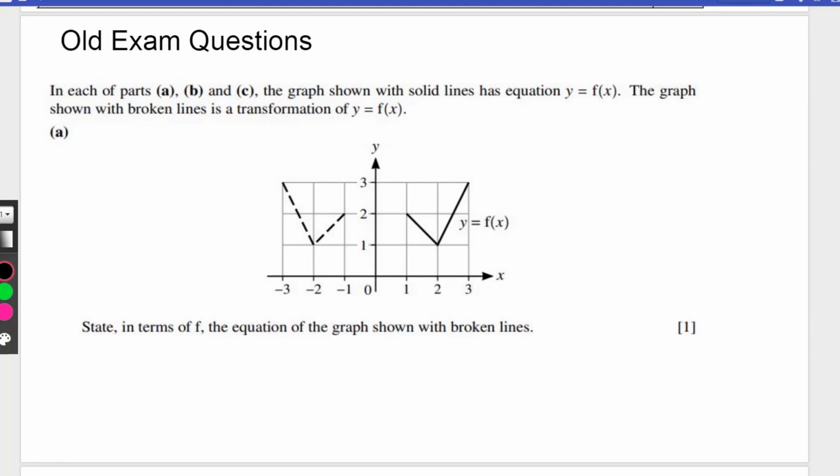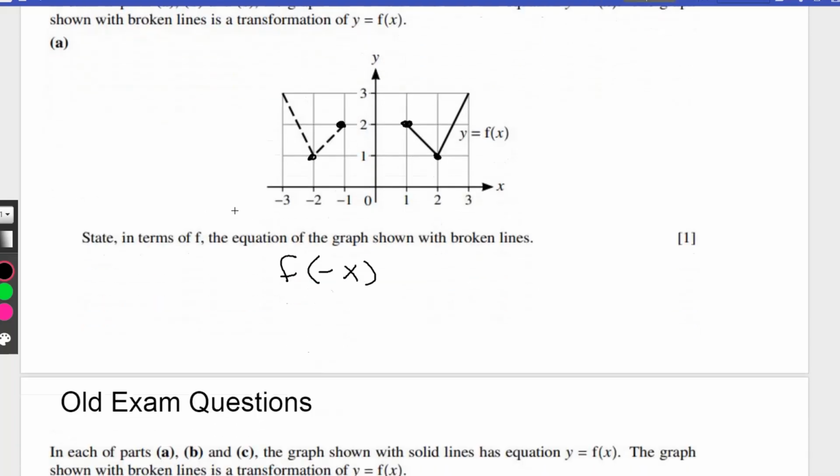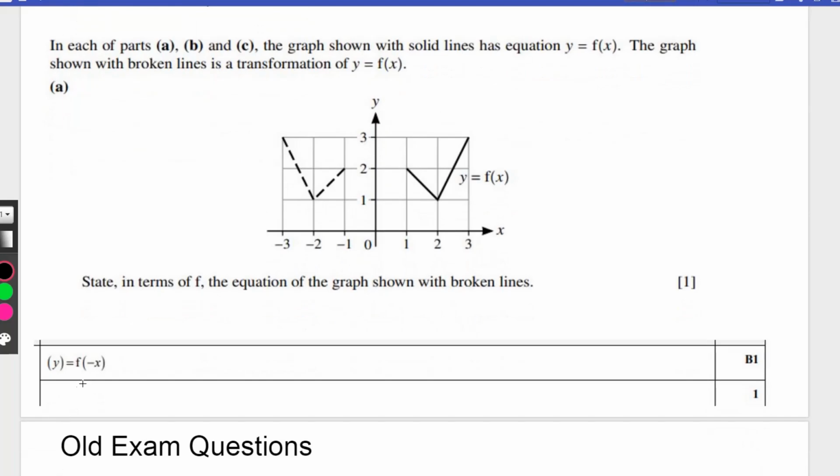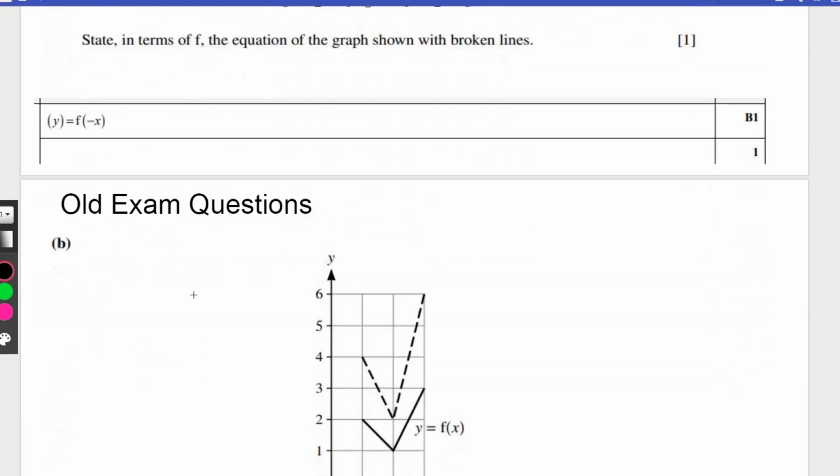It didn't just shift to the left because the shape is different. So take a look at this point here. It's 1 away from this y-axis, okay? This point is 2 away, this point is 2 away. This is a reflection over the y-axis. And how do we say that? Well, we say it like this. That's a reflection over the y-axis. And I think that's all pretty much they're going to accept, because they're saying specifically they want it in terms of f.